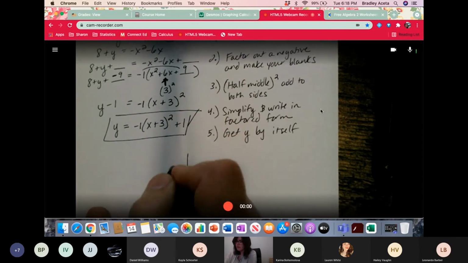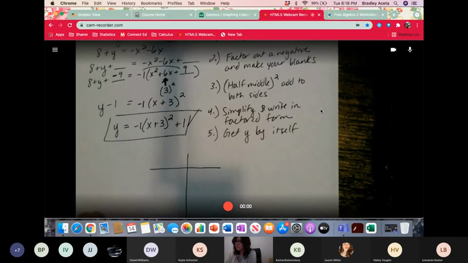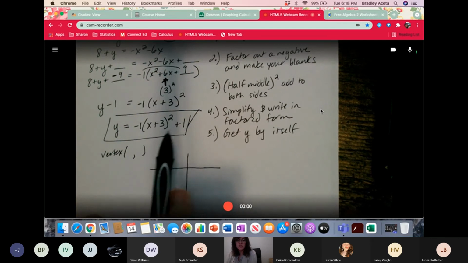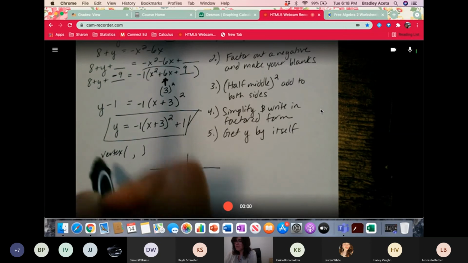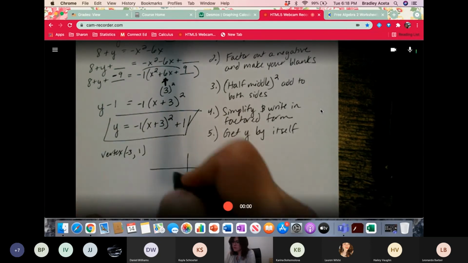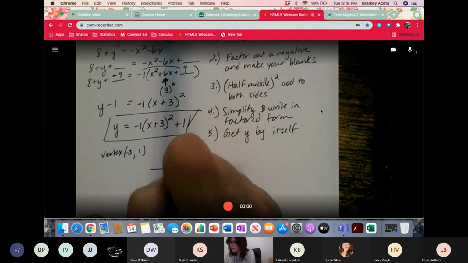This is what's really neat about it. So my vertex would be the (h, k), but you have to change the sign of h. So my vertex would be (-3, 1). And so you're going to put a little dot at (-3, 1).